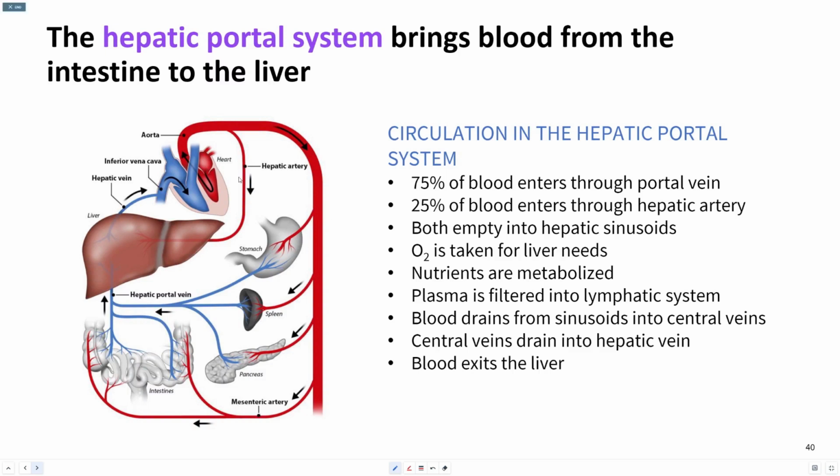So as you can see in the image, the hepatic portal vein brings blood flow from the stomach, the spleen, the pancreas, and also the mesenteric system, all the way up before it goes back up toward the heart and is used by the body for getting oxygen.